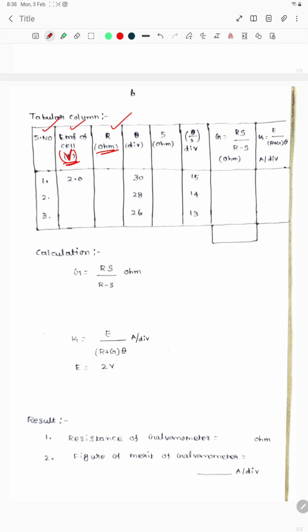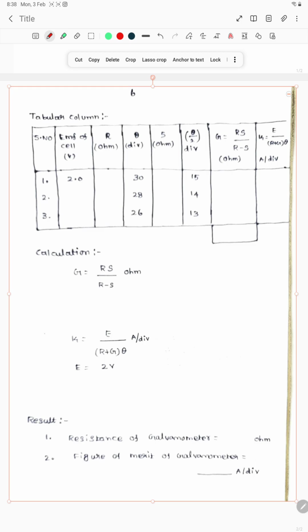R is measured in ohm, and theta is measured in divisions. S is measured in ohm. Theta by 2 is also in divisions. The G value, RS by (R − S), is in ohm. The K value is E by (R + G) into theta. You will see that we are going to get the answer in 10 power minus 5, so you can include 10 to the power of minus 5 ampere per division.